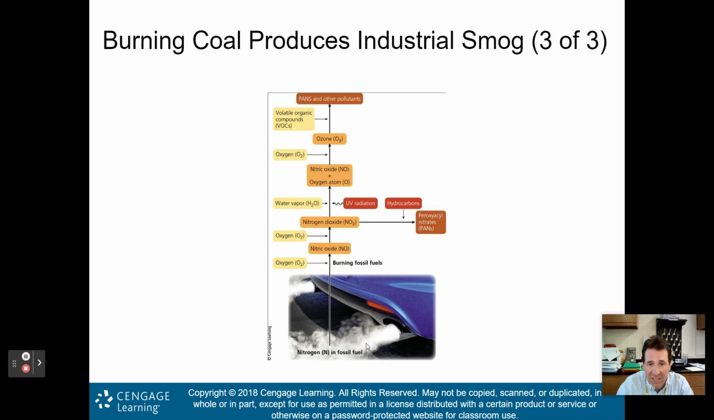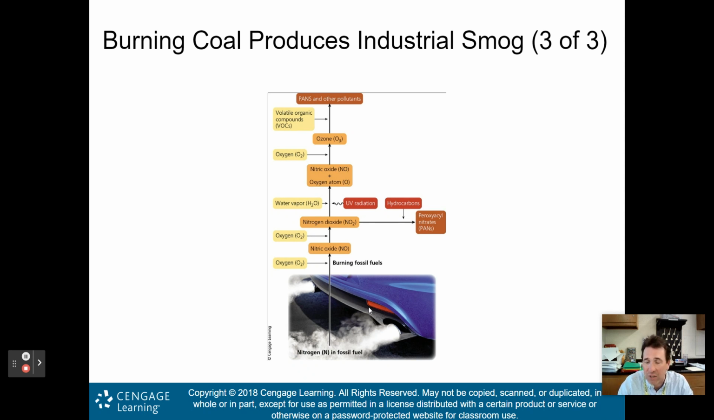So nitrogen in your fossil fuel gets released, and now it starts combining with those other elements to produce nitric oxide, nitrogen dioxide, right? UV radiation comes in here to produce more nitric oxide, and an oxygen atom forms with oxygen to produce the ozone. And then you have these PANs and other pollutants that end up merging with the volatile organic compounds. So again, very simplified model here of how this smog is created.